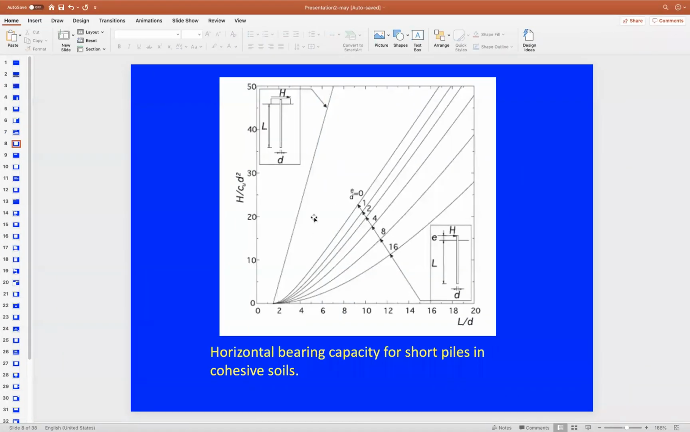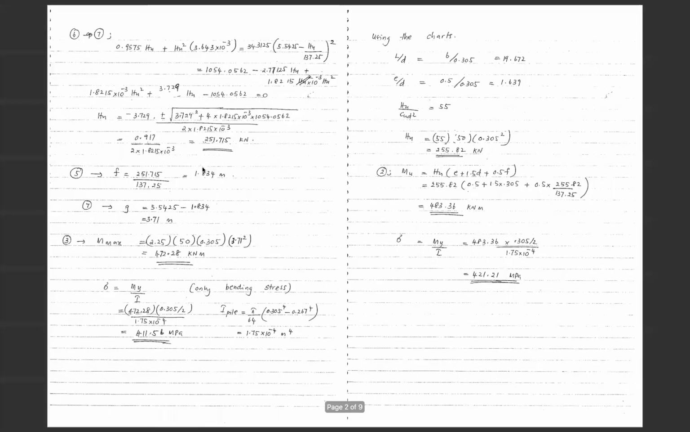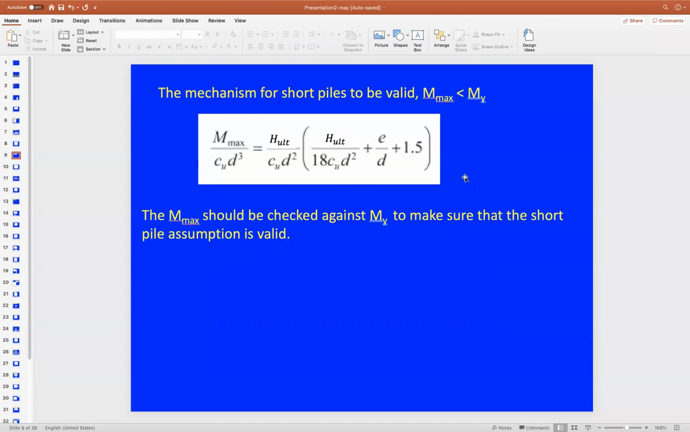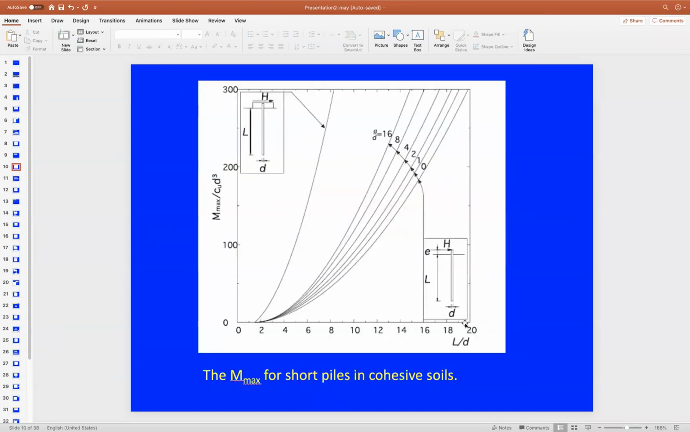But if you haven't obtained the values of F and G, obviously you cannot use this formula. So you can use another chart, this chart here, by knowing the value of L over D, the same as what we did with the previous chart. You can work out the intersection of the curve with the vertical line drawn from the x-axis, and you can work out the value of M maximum over CuD cubed. The line should intersect somewhere here, approximately maybe 340.